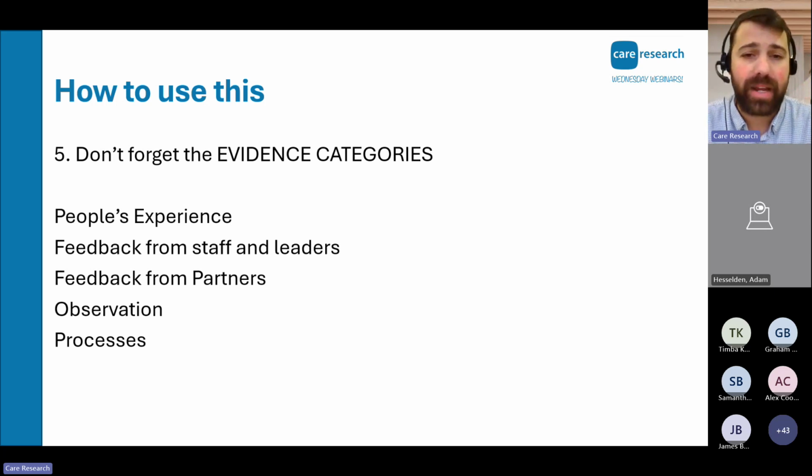Again, we've talked about how we support and train staff. You may want to help staff understand some of these good and outstanding terminologies, and some of these areas so that they can talk about them with confidence. But fundamentally, you've still got those 5 evidence categories: people's experiences, feedback from staff and leaders, feedback from partners, observations and processes.